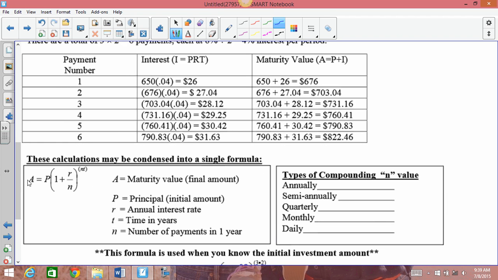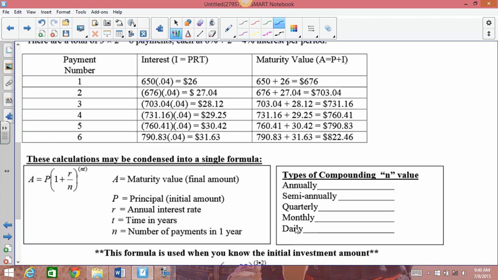Here, your A stands for your final amount that you'd have in that account. P is how much you put in, your principal, your initial amount. 1 plus your rate should be in as a decimal, so you just take your percent divided by 100. Time is always in years. N is the number of payments that you're going to get in a year, and that corresponds to whether your problem says annually, semi-annually, quarterly, monthly, daily. Those are the common ones that we see, so let's fill that in.